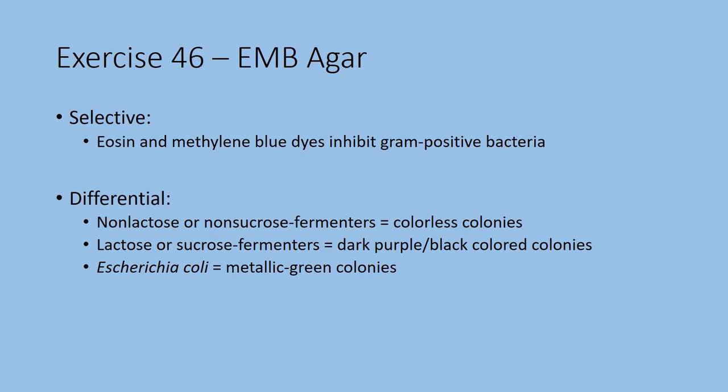EMB is often used as an indicator to test for E. coli. E. coli, because it's commonly found in the intestinal tract, is used as an indicator organism for water quality. So if you're testing a water supply, wondering if it's okay for human consumption, if E. coli is in there, you grow it on an EMB plate, that E. coli is going to be shiny green, which is going to translate to don't drink the water.